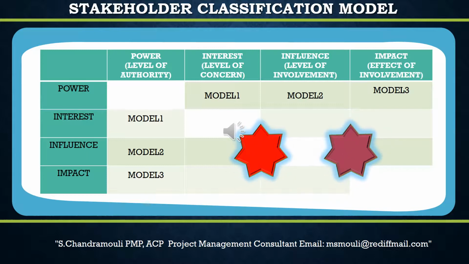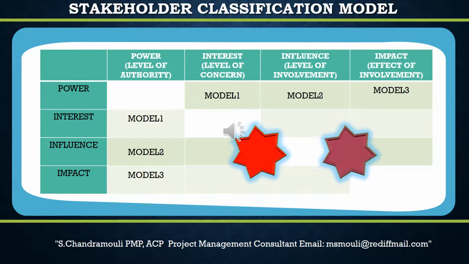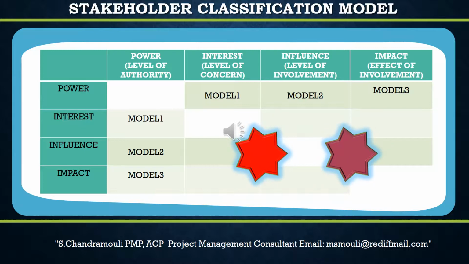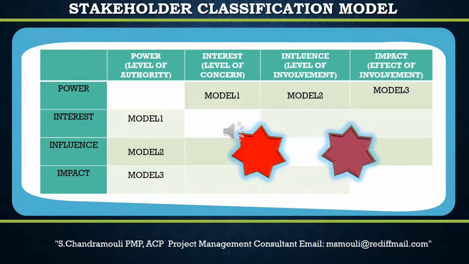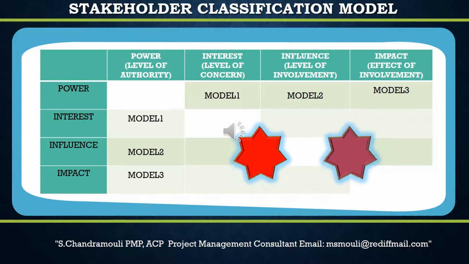Now, let's look into the way in which stakeholders can be classified. Type 1, stakeholders can be classified as internal stakeholder and external stakeholder. Type 2, stakeholders can be classified based on impact, influence, power and interest. Type 3, stakeholders can be classified based on upward, downward, outward and sideward, or any other classification model.